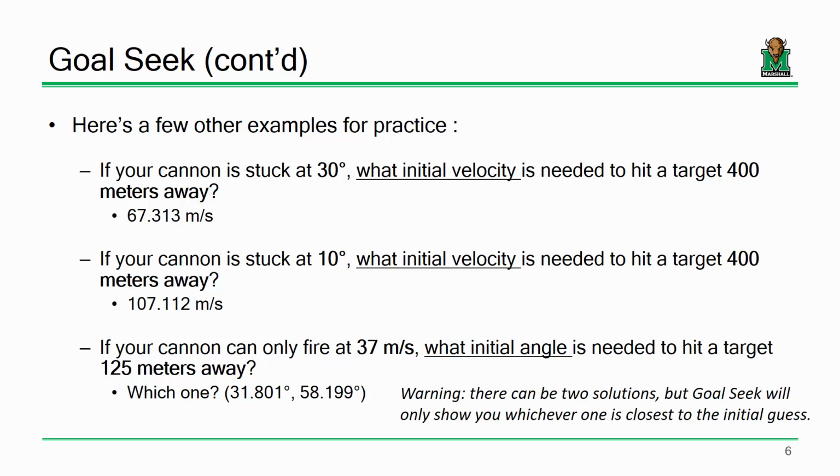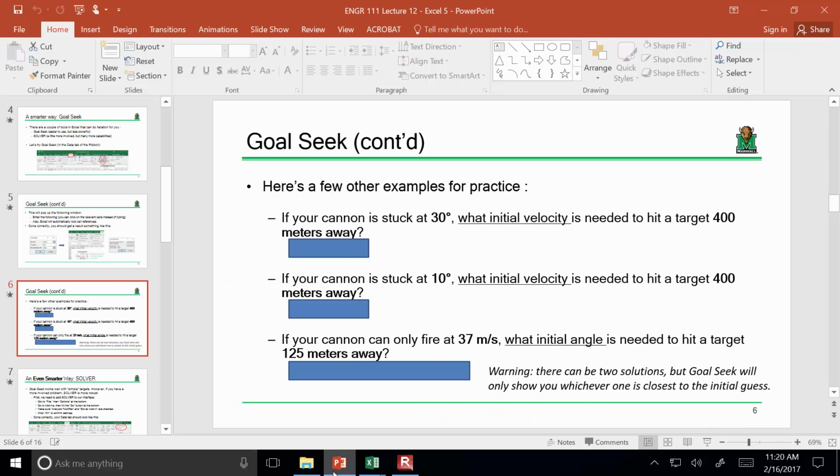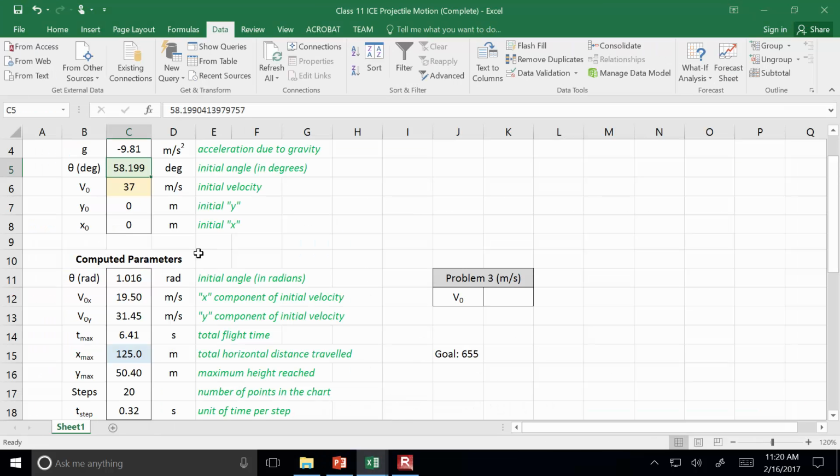Okay. Yes? Whenever I tried doing the last one on mine, every time I would hit OK to find out it would say cell must have formula. Well, it might be that you don't actually have the equation in this X max. If it's not based on a formula, then it could give you the error message. Maybe at the end of class, I could take a look at that for you.